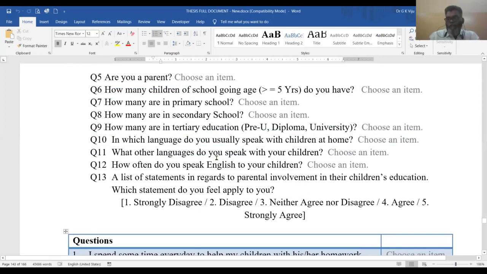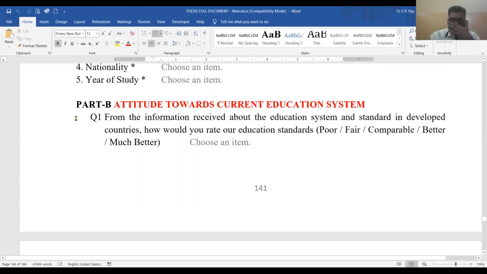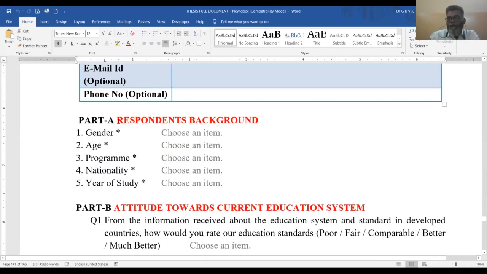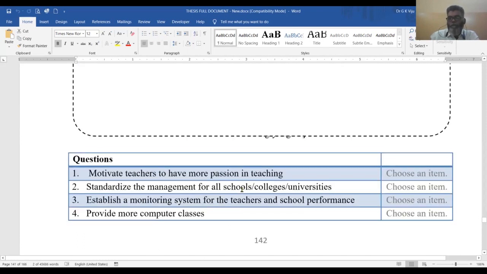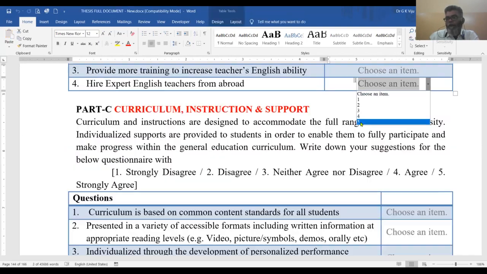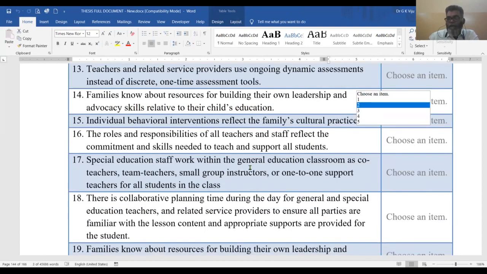This I explained to you in the previous week. What I had done is that I prepared a questionnaire sample. I prepared around 45 questions: the first part, the respondents' background; the second part, their attitude towards the current education system; and so on. Then in part C, curriculum, instructions, and support. For each case, I have some values, like 1, 2, 3, 4, 5. I collected this from more than 300 participants, that is, the sample is 300, and from that information you can find my findings.